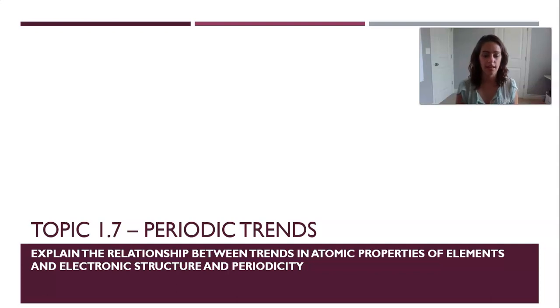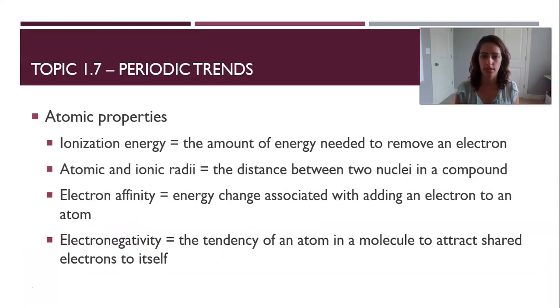Okay, so in this video, we are going to talk about topic 1.7, which is periodic trends. The purpose of this topic is to explain the relationship between trends and atomic properties of elements and electronic stability and periodicity. So the first thing we need to talk about are the atomic properties.